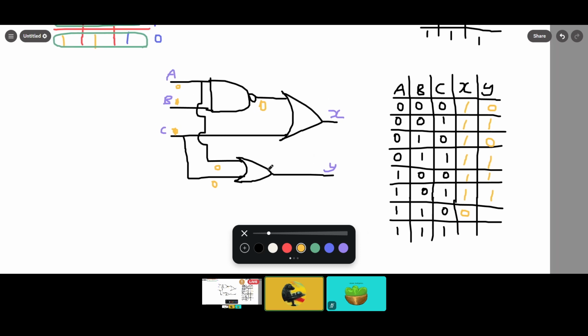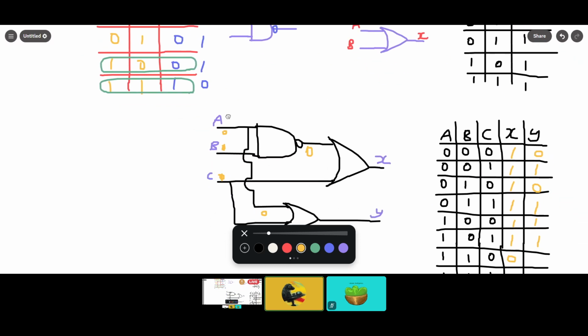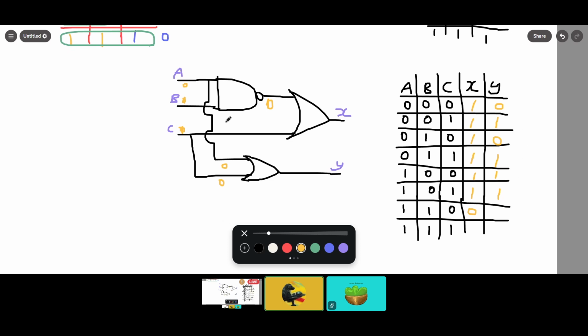And then for Y, we are at 1, 1. Okay. So since A is 1, right? Y is going to be 1. And now we have 1, 1, 1. So this is still going to be 0, but C is 1. So X will be 1 and Y will be 1.